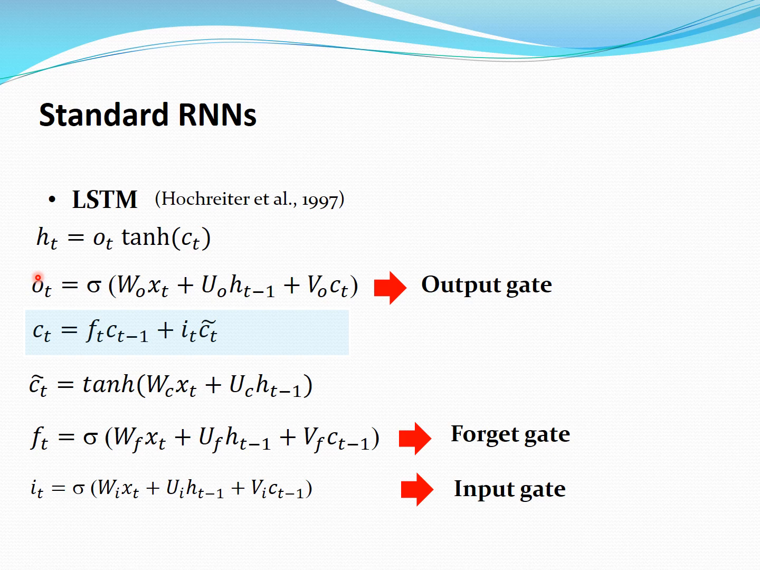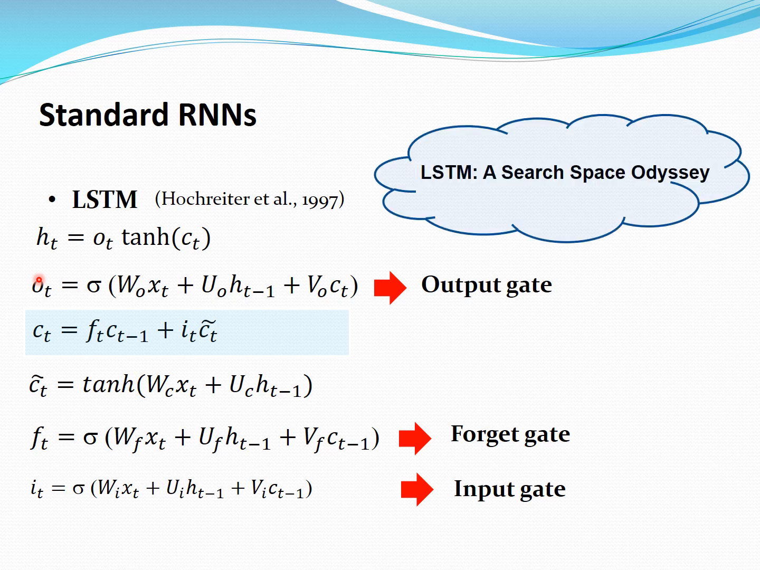In the last years, several modifications of the standard LSTM model have been proposed. In particular, in this paper, LSTM: A Search Space Odyssey, the authors have tried several modifications of the standard LSTM model on several different tasks, and they basically have seen that they weren't able to find a model which was clearly better than the standard LSTM model, at least for the tasks that they have tried.